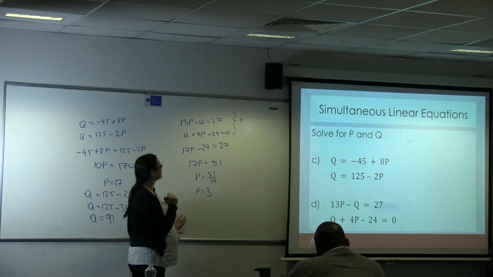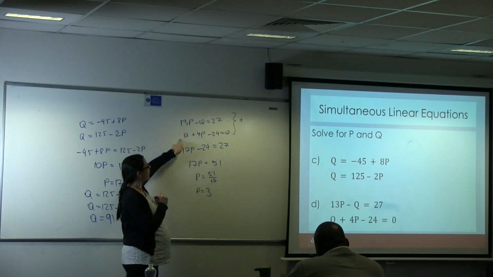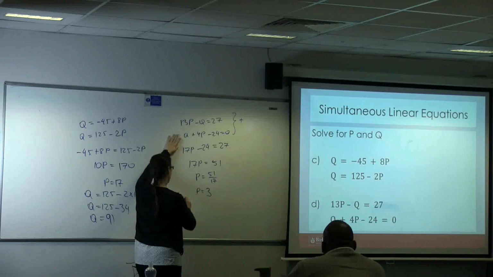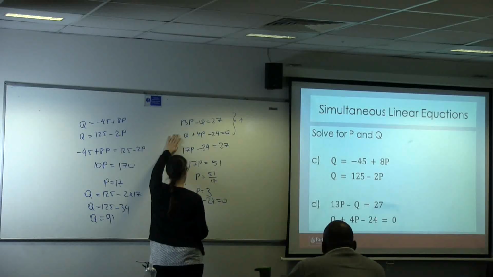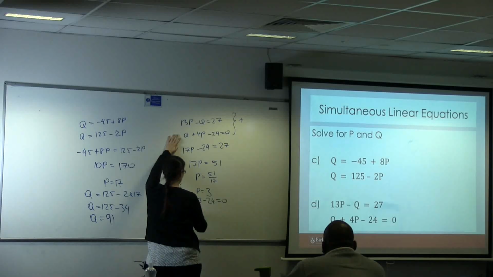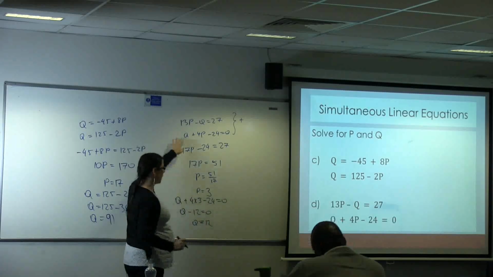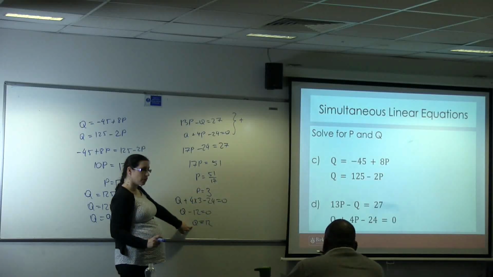So p is 3. And now I've got the choice of coming back to either of these. I don't know, go for the bottom again. So then q plus 4 times 3 minus 24 equals 0. 4 times 3 is 12. Minus 24 gives me negative 12. So q has to be equal to 12. And again, at the price of 3, I can sell 12 goods.